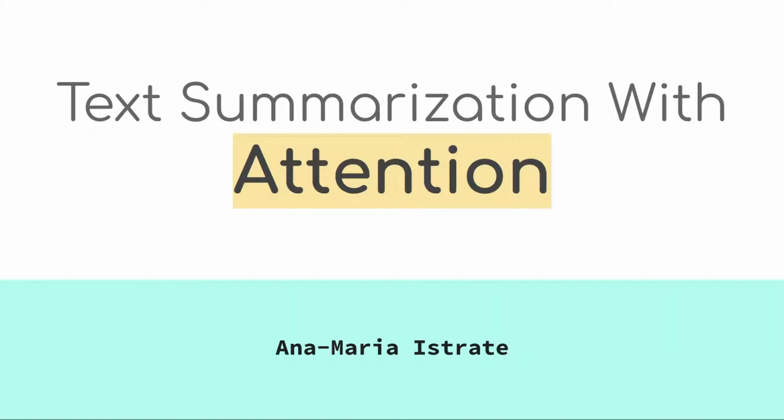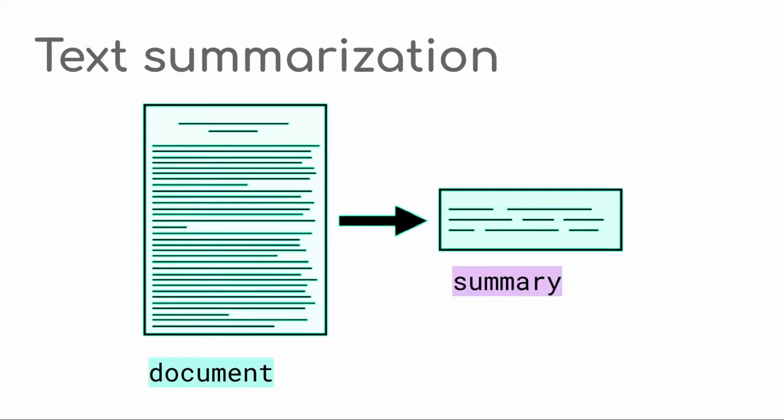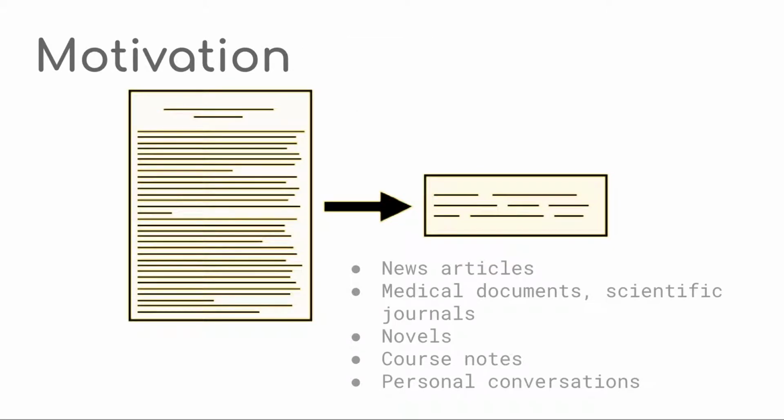My name is Anna, and today I will be talking about text summarization with attention. Text summarization is defined as the mapping of an input text to a shorter output text that preserves the meaning of the original. From being able to summarize news articles to generate headlines, to extracting information from medical documents or scientific journals, to summarizing novels, course notes, or personal conversations, text summarization is a challenging but very useful task.